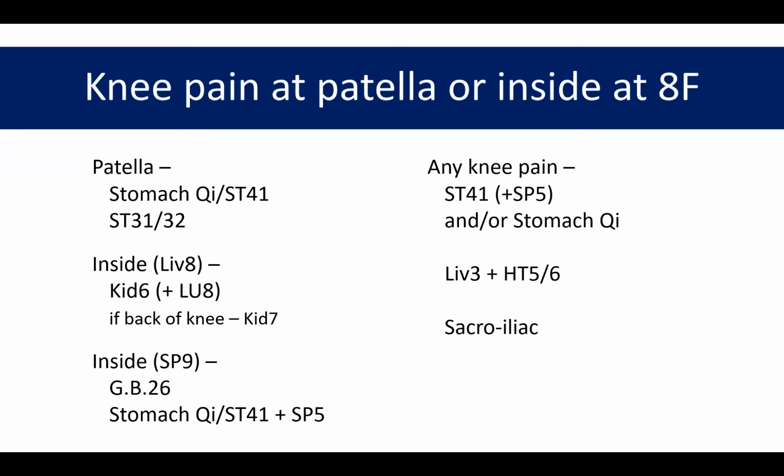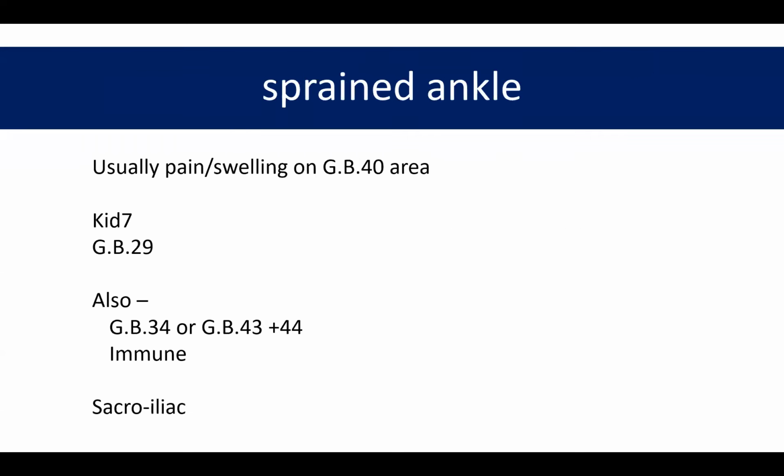They're very close. It's impossible to tell. And always use the sacroiliac ligaments for knee pain. Okay. A sprained ankle. So this is that dead zone that we're talking about. That's kidney 7 and gallbladder 39. And I might consider gallbladder 34 or gallbladder 43 and 44.